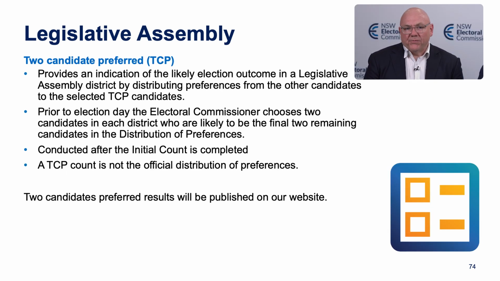The two candidates' preferred count provides an indication of the likely election outcome by distributing the preferences from the other candidates to the selected candidates. A TCP count is not the official distribution of preferences. Two candidate preferred results will be published on our website.